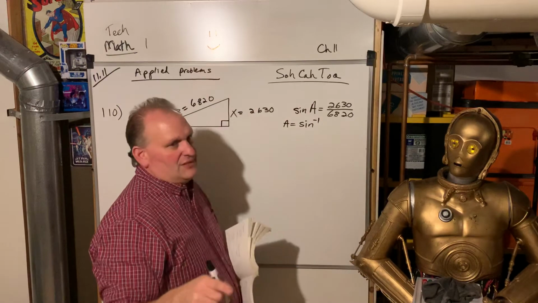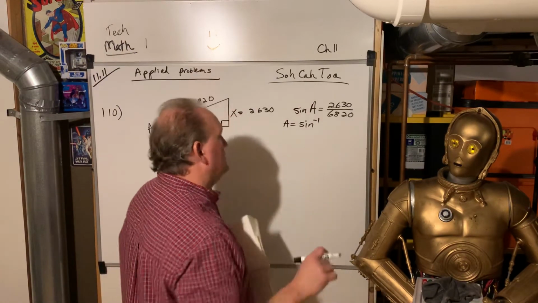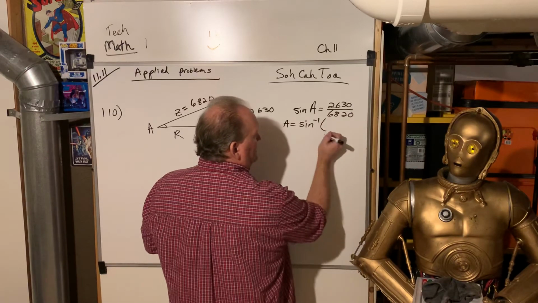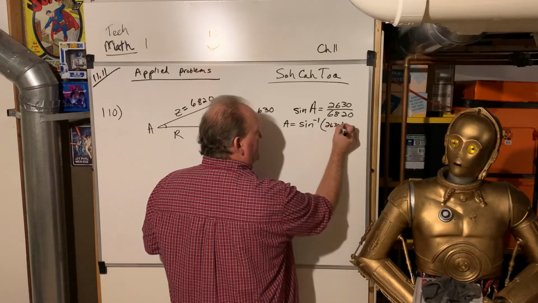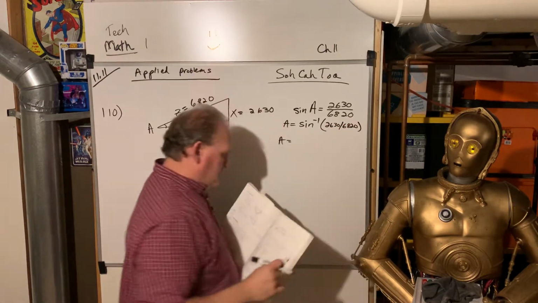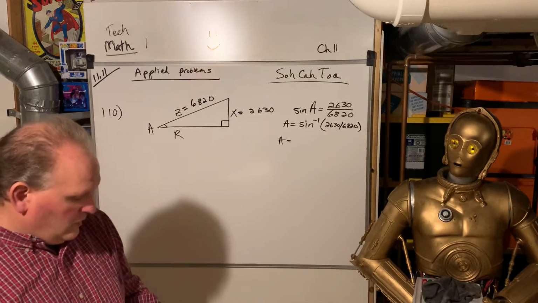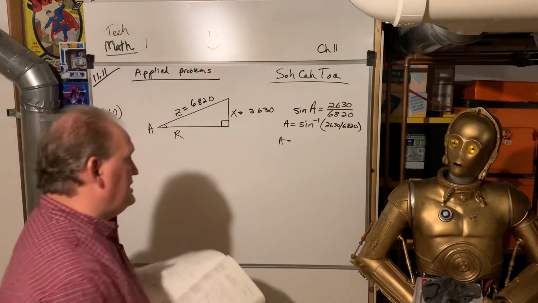Don't call it the inverse sine. The inverse of sine is cosecant. That's a different thing. So arcsine is the little sine -1 thing, and that's 2630 divided by 6820. And so you click that into the calculator and hit enter. They want it to the nearest degree. That should come out to be 23 degrees.